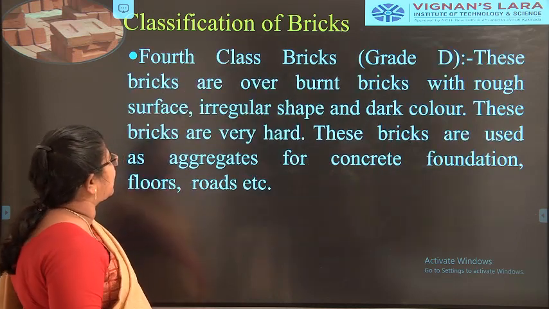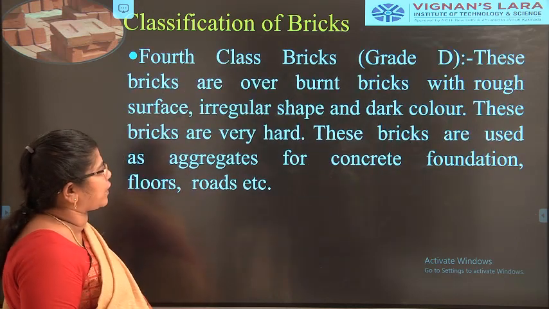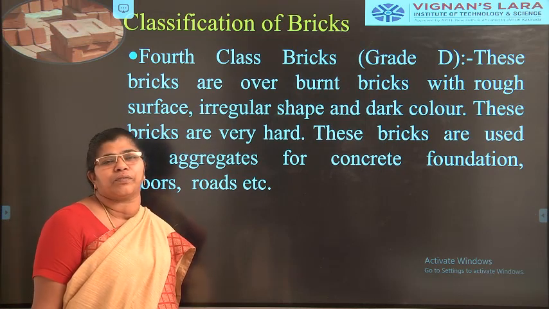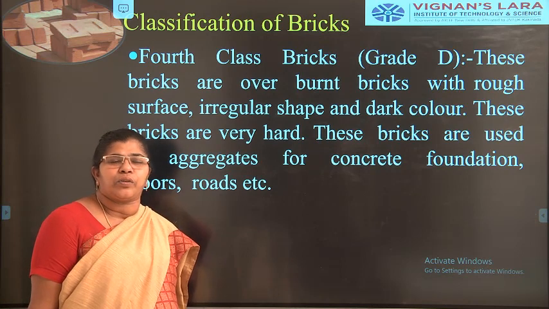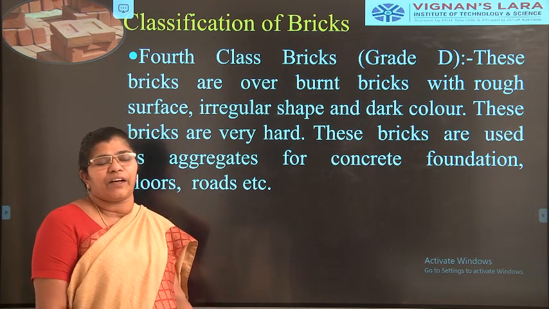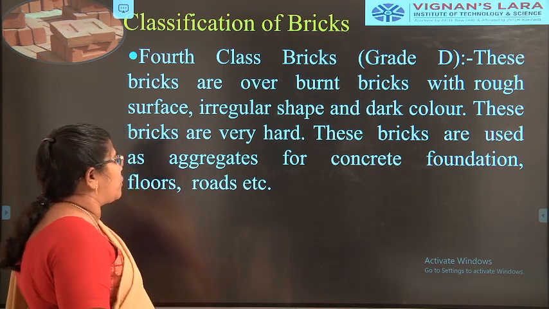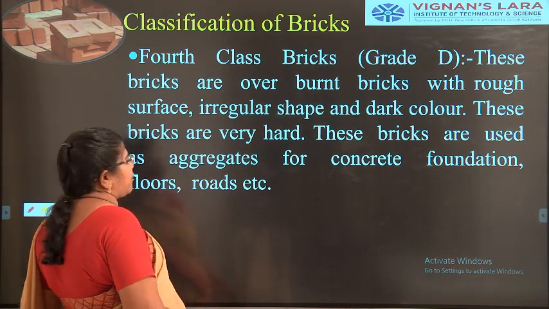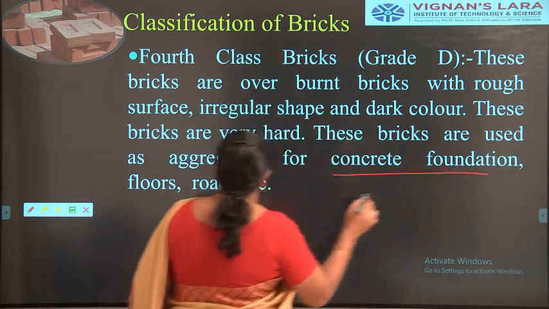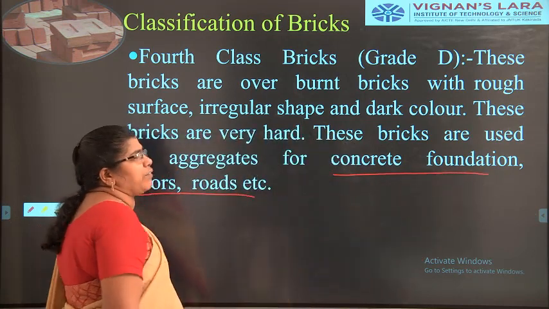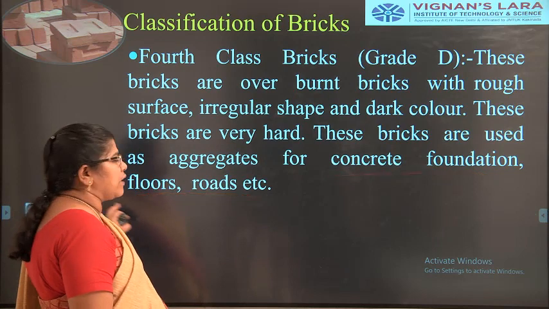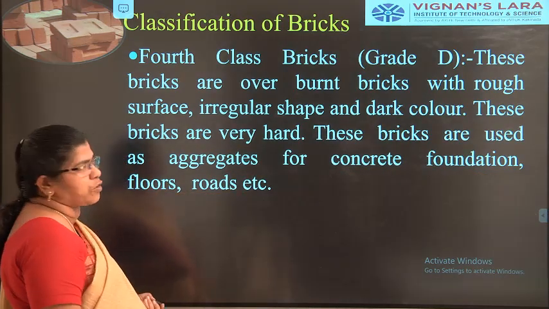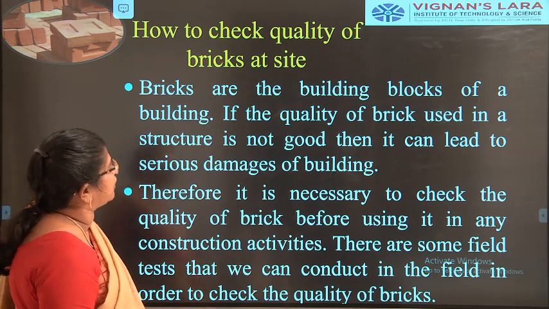So these are the three things, and the fourth is the class D bricks. It will be completely dark in color and it cannot be used for construction purposes. It is used for temporary filling of materials, as an aggregate for concrete foundations, for filling of floors, roads, etc. So we have seen four types: class A, class B, class C and class D. Class A is the superior type and class D is not.